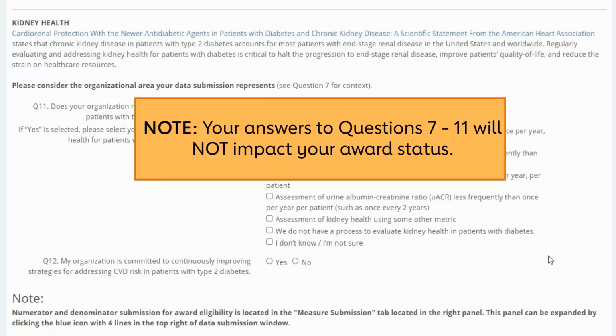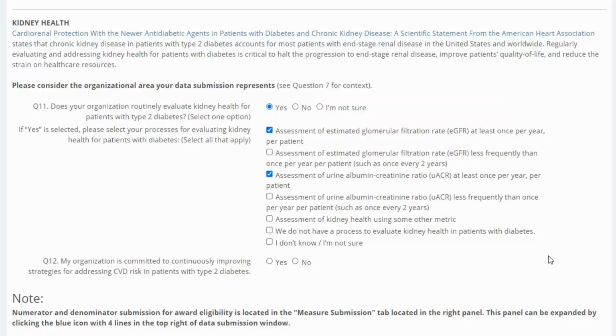Note, you won't be penalized for your answers in questions 7 through 11. These questions are largely a self-assessment to help identify where you may have gaps in standard best practices. These gaps may need to be addressed to improve patient outcomes.